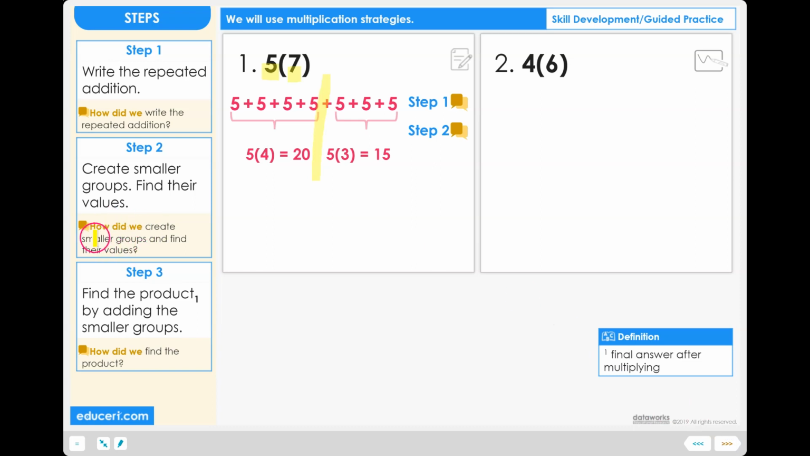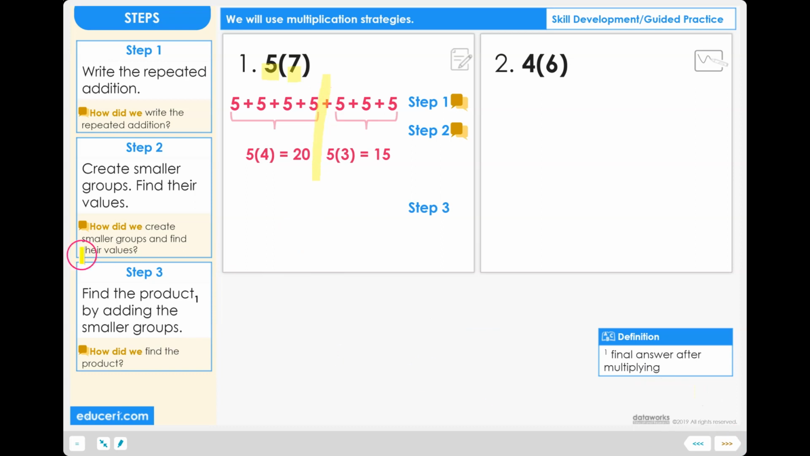How did we create smaller groups and find their values? Think of your explanation. I'll give you a moment. I chose that 5 times 4 was the first small group that I was comfortable with, that I know the multiplication for, and then I also know 5 times 3, which is a smaller group than the first one. Pick the biggest group you can when making a smaller group. You don't want to take too many little pieces, otherwise it might create a lot of work for you. The whole goal of these multiplication strategies is to work faster and to be correct.